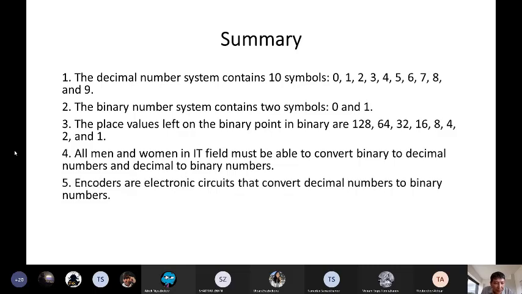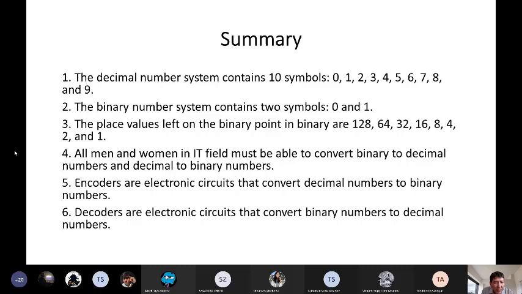Next, we defined what encode and decode mean, and what encoders are. Encoders are electronic circuits that convert decimal numbers to binary numbers, and in the lab works we will work with encoders. Decoders are electronic circuits that convert binary numbers to decimal numbers. So tomorrow we'll also work with decoders.